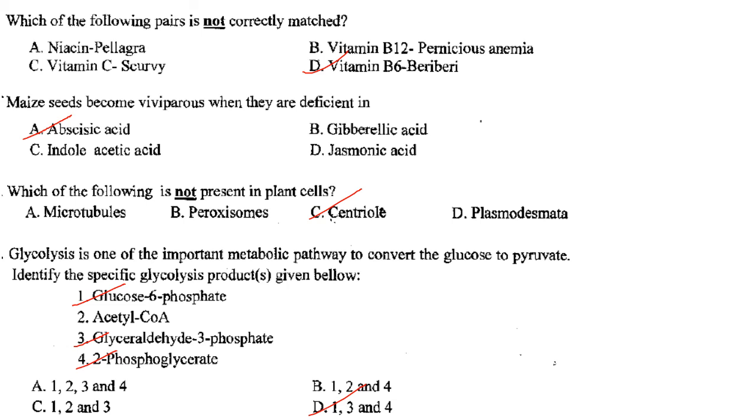Then, glycolysis is one of the important metabolic pathways to convert glucose to pyruvate. Identify the specific glycolysis products given below. So, glucose 6-phosphate is a glycolysis product. Acetyl-CoA is not a glycolysis product. Then glyceraldehyde 3-phosphate is again a product of glycolysis, and 2-phosphoglycerate is also a product of glycolysis. So the answer is option D, that is 1, 3 and 4.